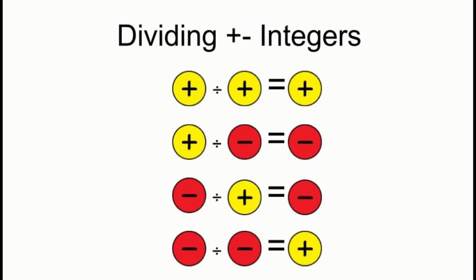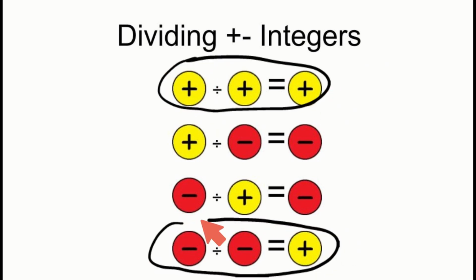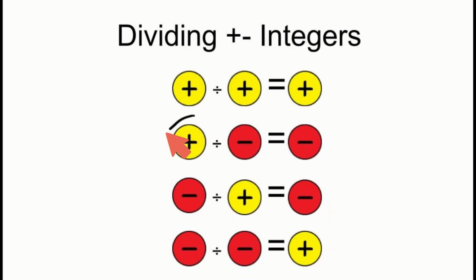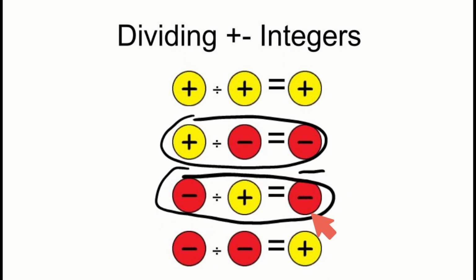To summarize, when dividing positive and negative integers, when we're dividing the same sign, either a positive and a positive or a negative and a negative, our answer is going to be positive. And when we're dividing opposite signs, for example, one positive and one negative, the answer is going to be negative.